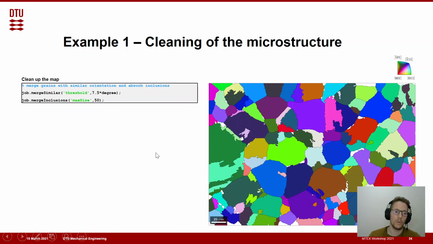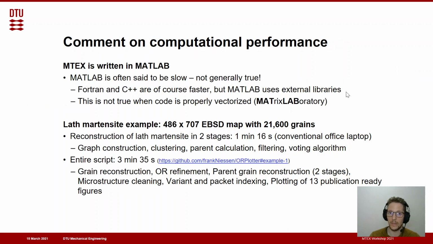So then we can use commands like job merge similar and job merge inclusions to merge grains that have a similar orientation, and also to swallow up small inclusions. And then we go from this kind of map to this kind of map. And these are then our reconstructed grains.